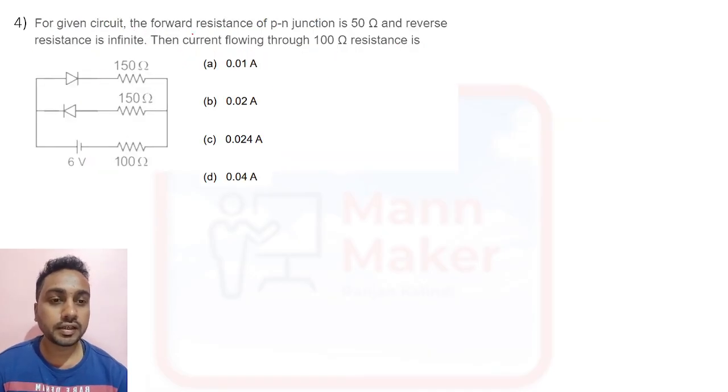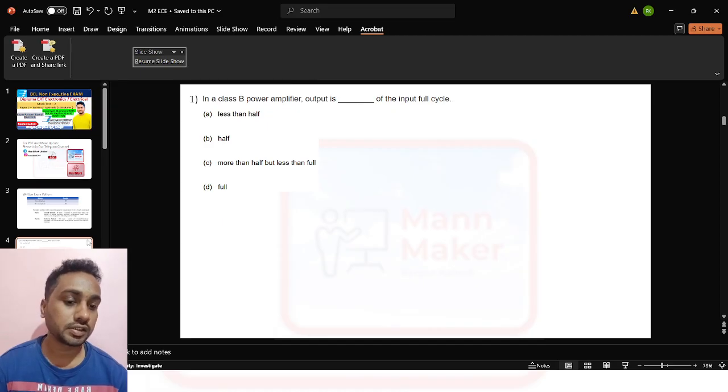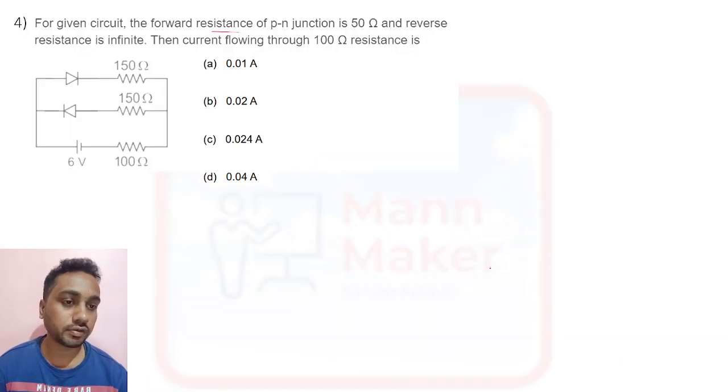For a given circuit, the forward resistance of a PN junction is 50 ohm and the reverse resistance is infinity. Then the current flowing through the 100 ohm resistor is what? Okay, so what they told: for a given circuit, the forward resistance of the PN junction is 50 ohm. Forward PN junction means this one is forward biased, so this is 50 ohm resistance. And the reverse diode is infinity.